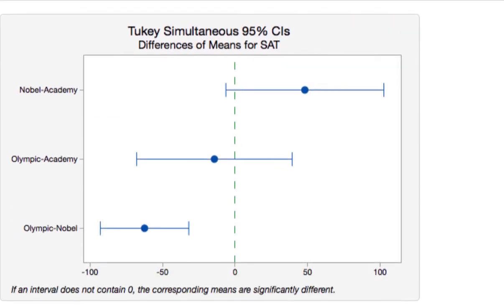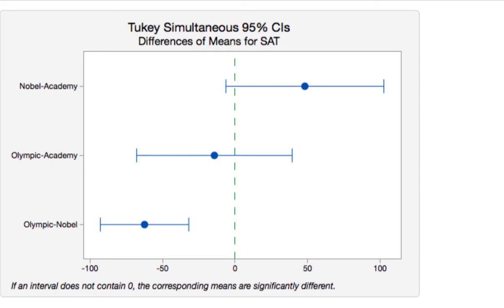Next, we have the graph of the Tukey simultaneous 95% confidence intervals. This is just showing you the confidence intervals from the last table. There's a line drawn through 0. If an interval does not contain 0, then the corresponding means are significantly different. This should look familiar from earlier in the semester.